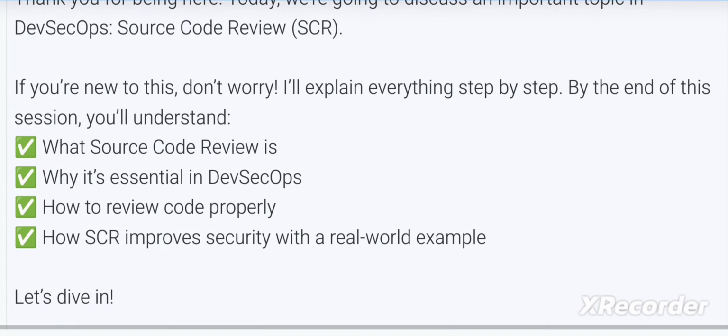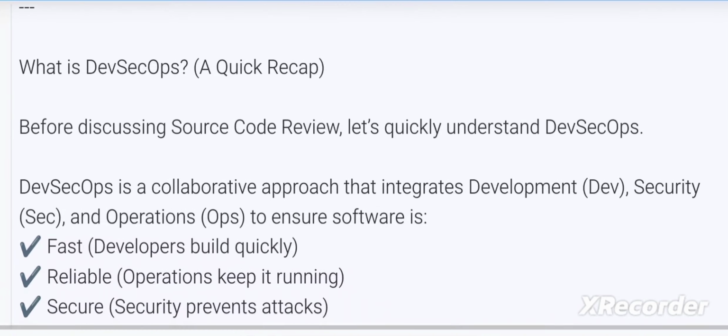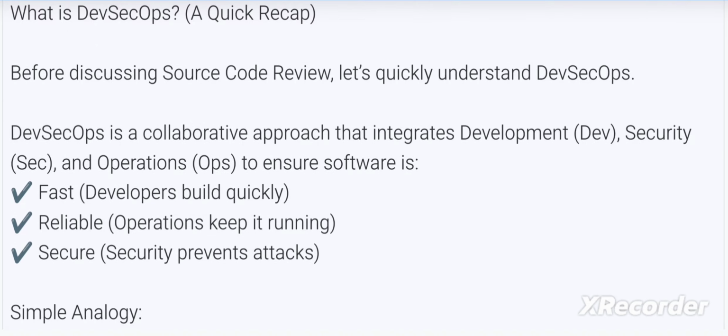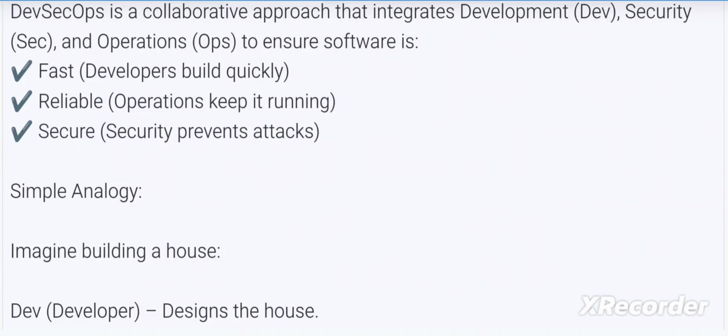First of all, we need to have a quick understanding of DevSecOps, where DevSecOps brings collaboration between the development team, security, as well as operations. It makes sure of faster development, where developers build code quickly, and there is reliability in the operations, where operations keep it running, and security prevents attacks or misbehavior.